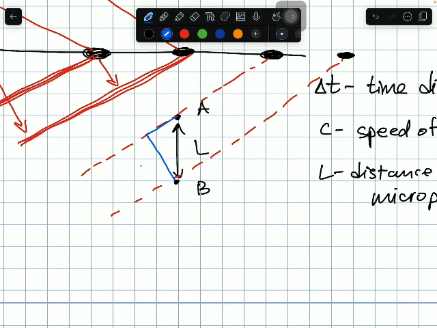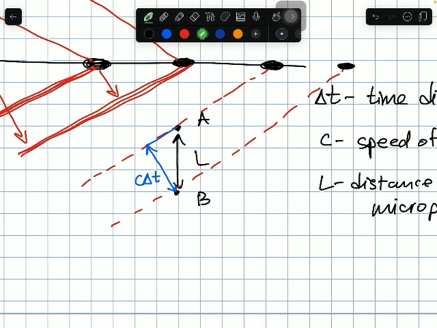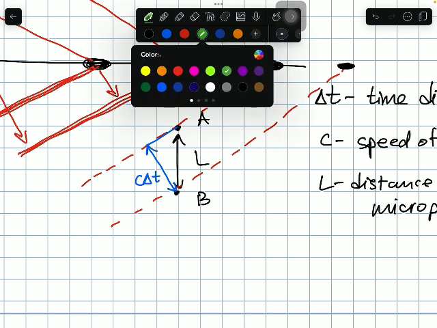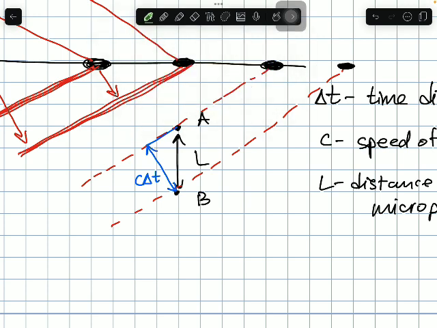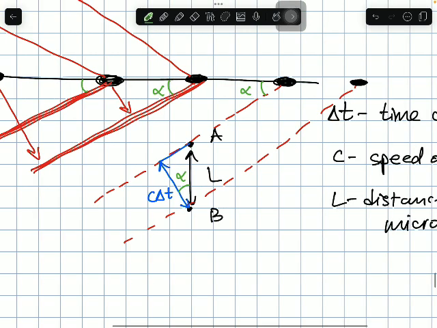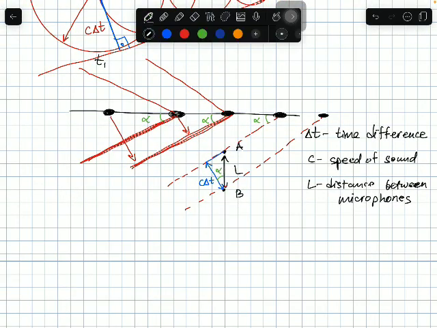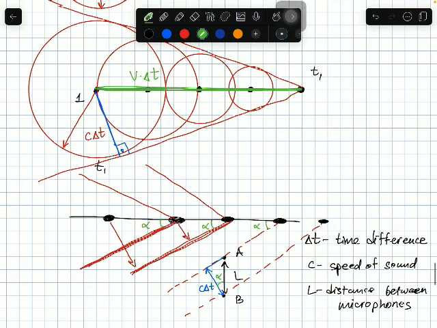So we know that microphones A and B detect the sound with a time difference delta t. So this distance becomes c delta t. Okay, distance becomes c delta t. And then it's very important to understand from a geometrical point of view that this angle alpha here is the same as this angle alpha here. If we go back to our previous picture, this is our angle alpha.